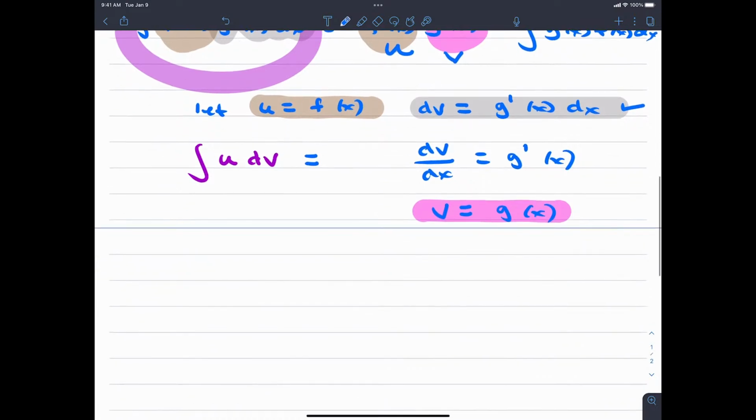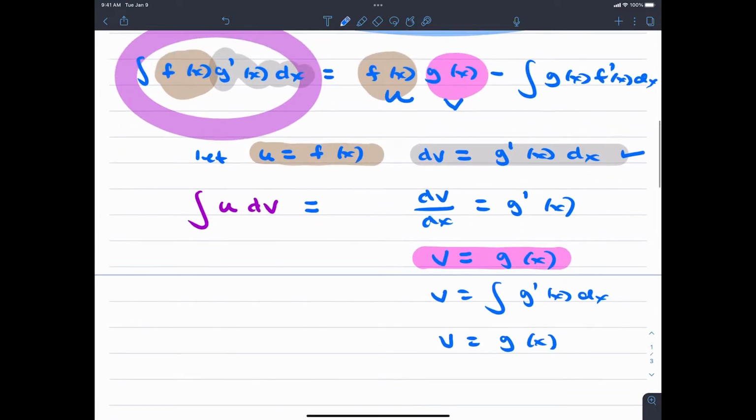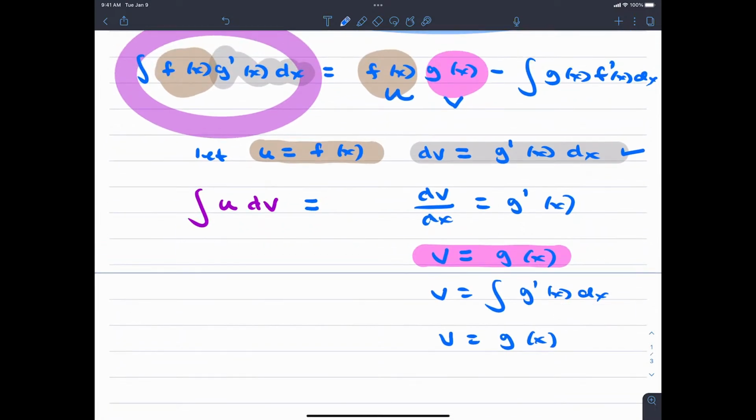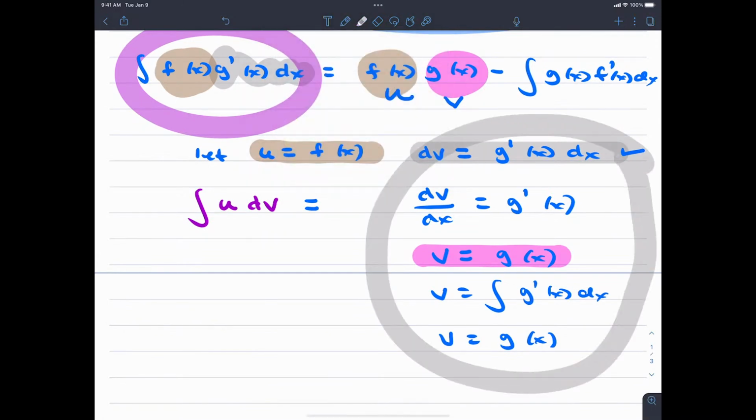And you say, well, how did you get that? Well, because v is the antiderivative of g prime x. What they're really saying is v is your g here. So all of that comes from this gray portion. That's where it comes from. And then now, you know what g is. My g is v right here. So, okay, that's v now.